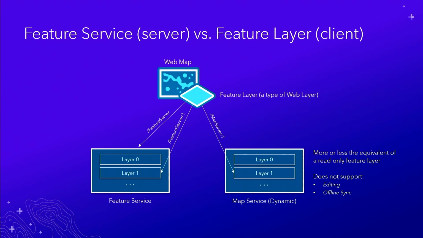Exactly. So map services can be published from quite a lot of different things, including file geodatabases and other locations that don't necessarily support publishing a feature service. But that doesn't mean you're cut off from this, quite the opposite. You can still do quite a lot.